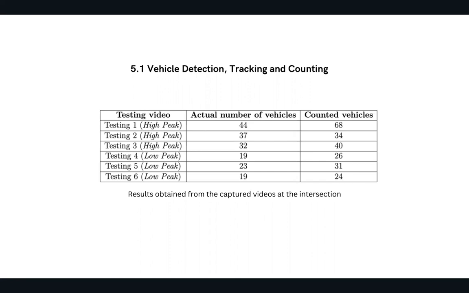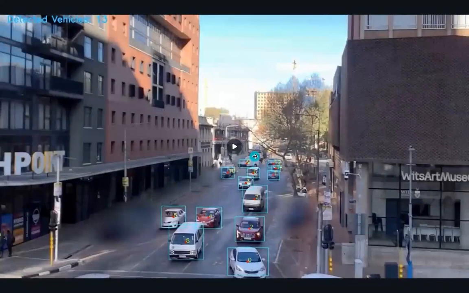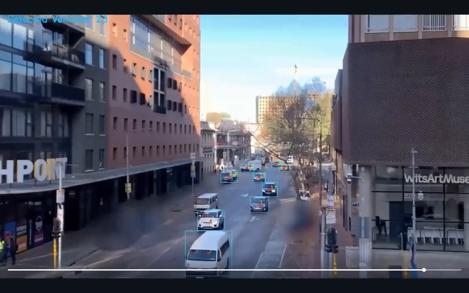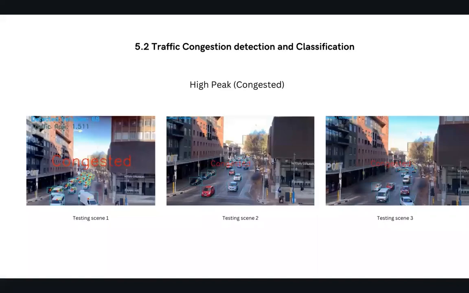And then when the following distance increased, the vehicles were detected again and counted again, while they were also detected and counted before they overlapped. Here's an illustration of the system performing the detection, tracking, and counting. Using the results from the previous slides, the classification was performed to determine whether the intersection is congested or not. Here are the results.